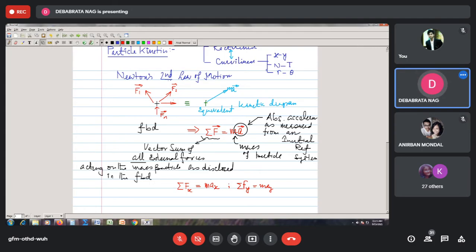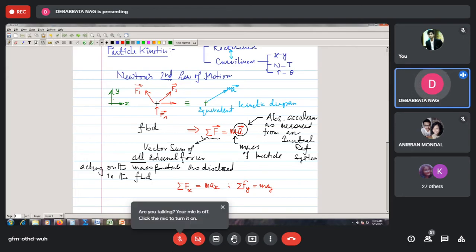Here you must understand summation Fx means the sum of all the external forces resolved along some x-axis. Whenever you need to draw the free body diagram, always show your reference frame, say x and y, correct? So summation Fx will be equal to m ax. That means the sum of all the forces along the x direction must be equal to m times the x component of acceleration of the particle, and similarly summation Fy equals m ay, where ay is the y component of acceleration of the particle along the y-axis.